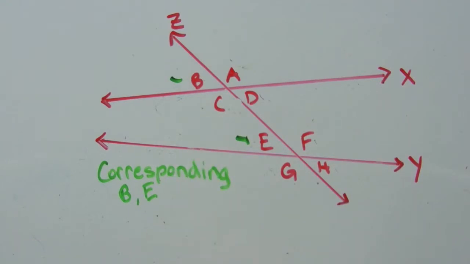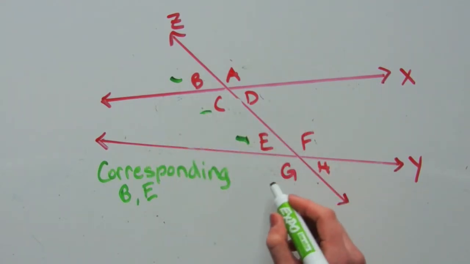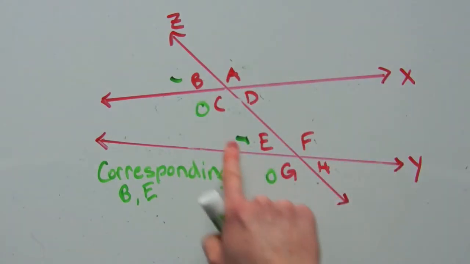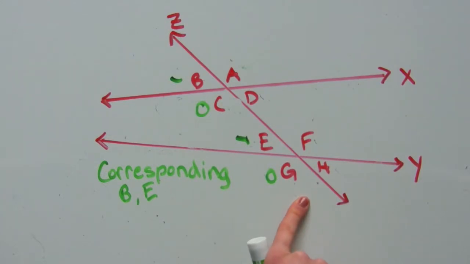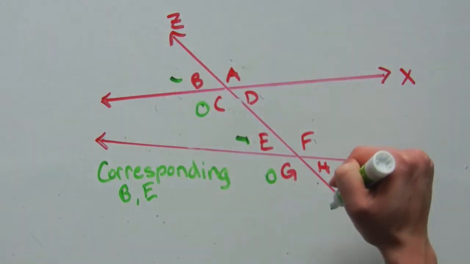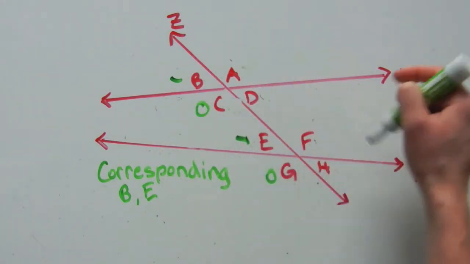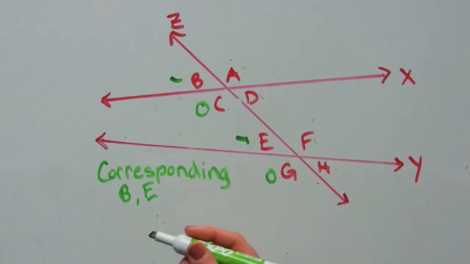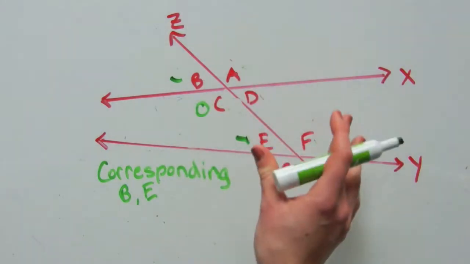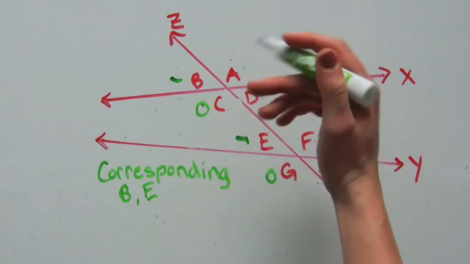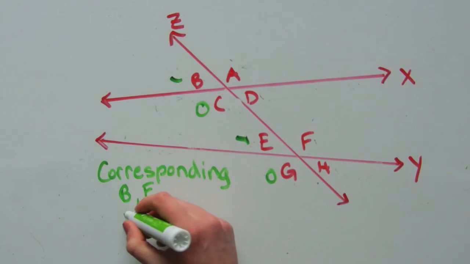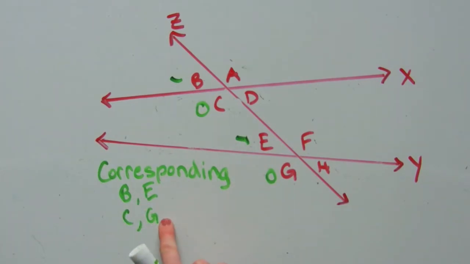Another two corresponding angles would be C, I'll use a different form of marking, C and G. Because C and G both lie to the left of the transversal Z and are below X and Y. And these terms left, right, below, and above depend on the picture. If I flip this picture around, then C and G would technically be above. But for this case, we're just picturing it as it is. So C and G are also two corresponding angles.